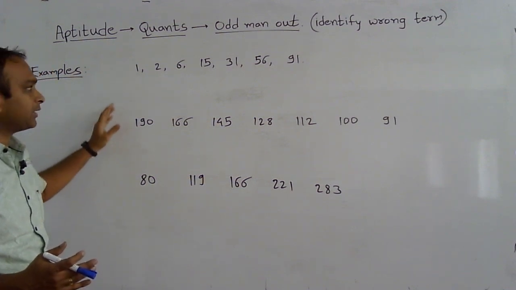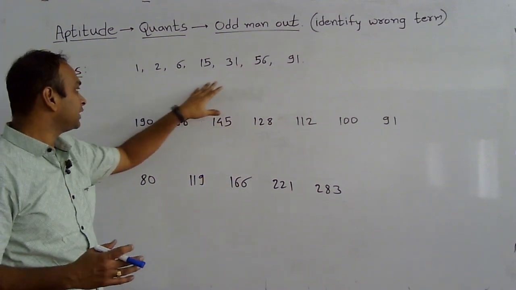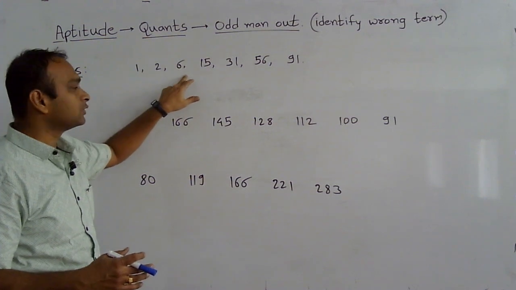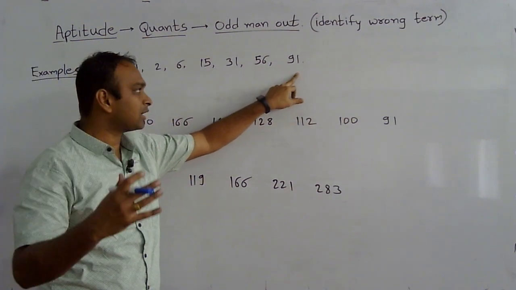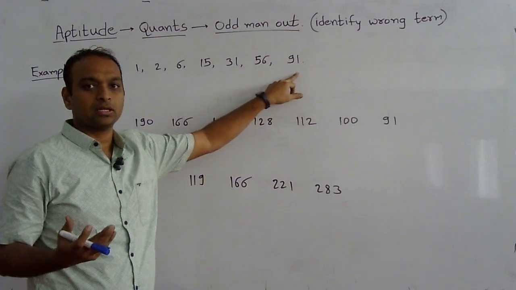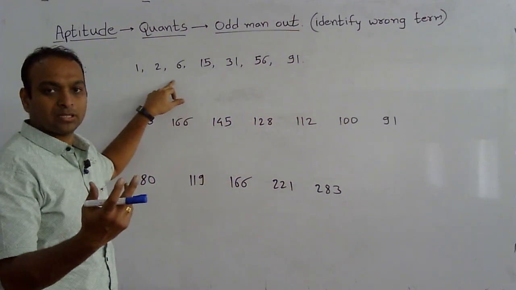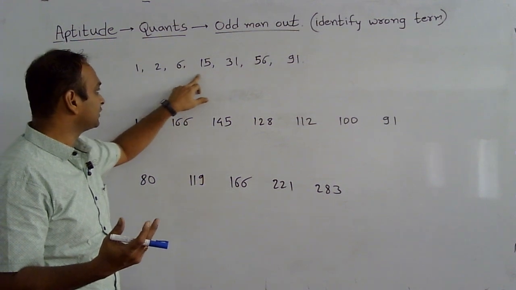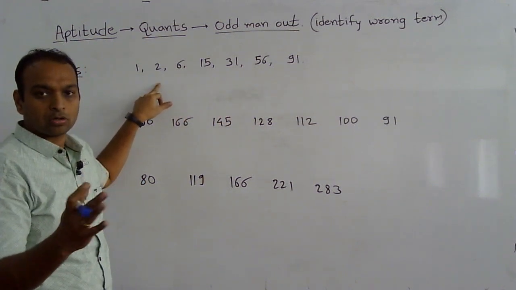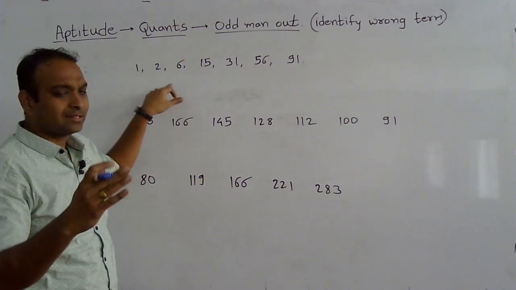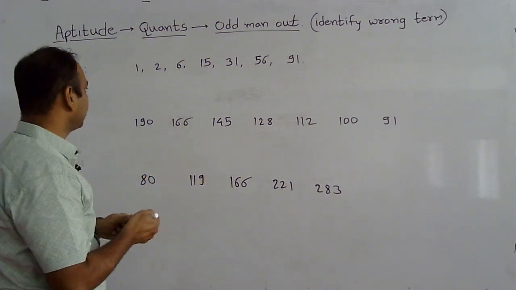So let's go through one by one. The first example given here on the board is 1, 2, 6, 15, 31, 56, 91. As per our strategy for the number series topic, the first step is identifying the prime numbers. These are not all prime numbers, so the prime number logic cannot be the case here. Let's go for finding out differences.